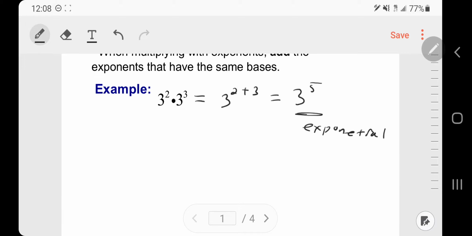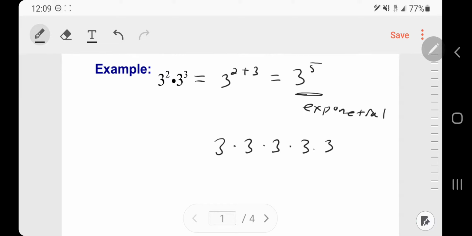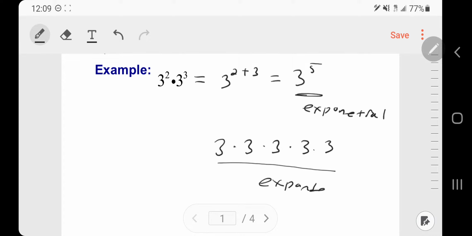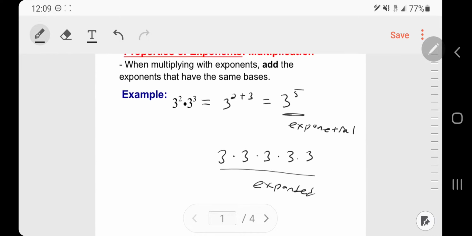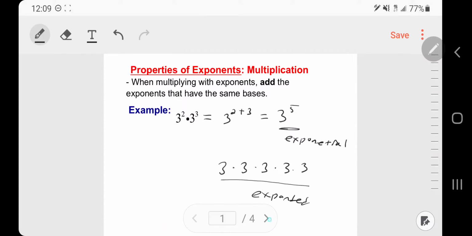Okay, you can also write this in what you would call an expanded form, in which case you would actually expand your exponent. Okay, so 3 times 3 times 3 times 3 times 3, 5 times, and that's what you would call the expanded form. All right, moving on.